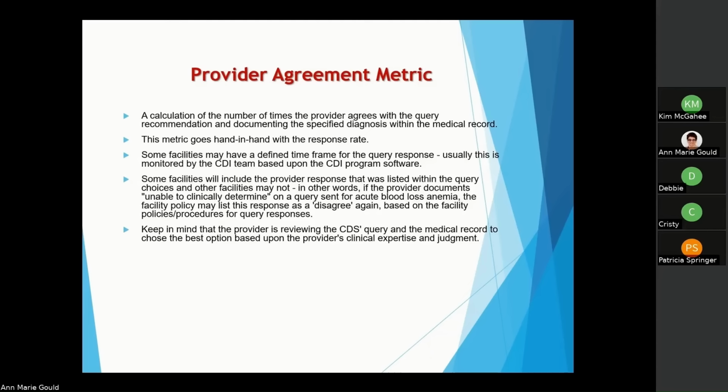CDI queries. So keep in mind that the provider is reviewing the CDS query in the medical record to choose the best option based on the provider's clinical expertise and judgment. I think a lot of people feel like they're the expert. They need to let us know.